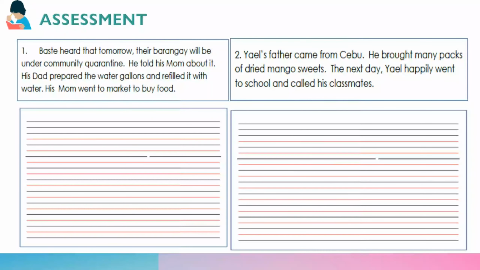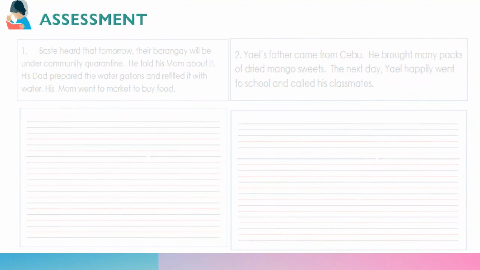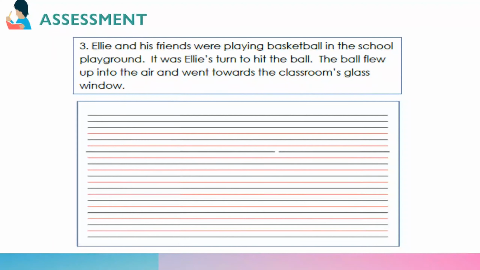And number 3, Ellie and his friends were playing basketball in the school playground. It was Ellie's turn to hit the ball. The ball flew up into the air and went towards the classroom's glass window.